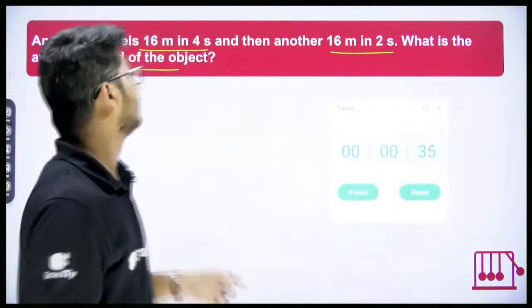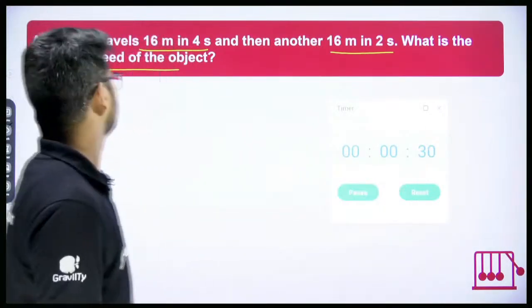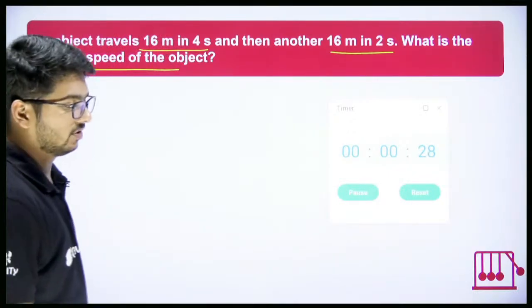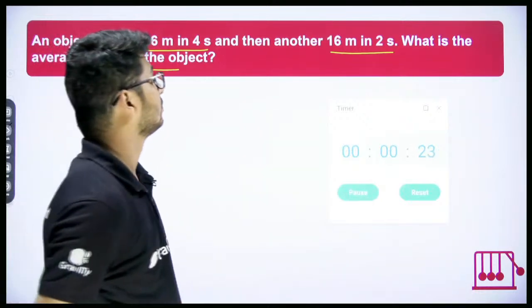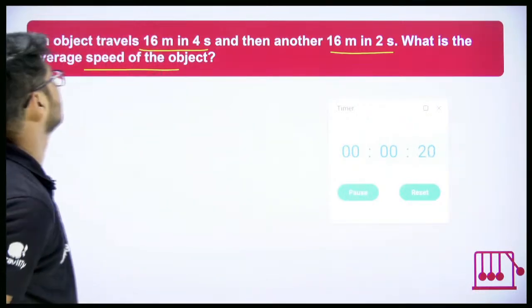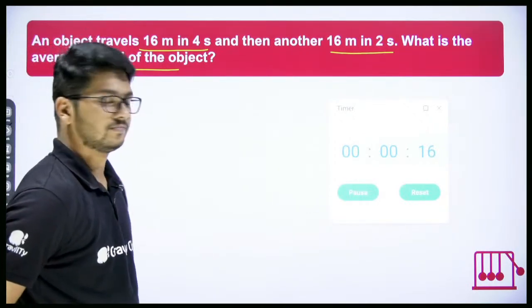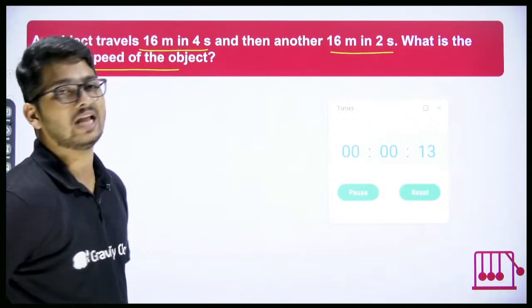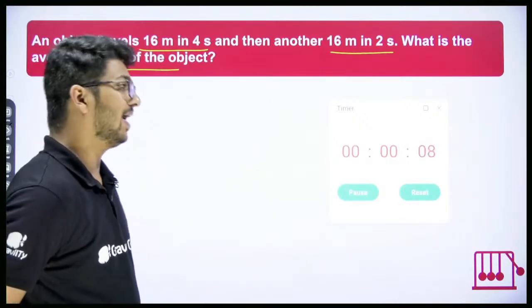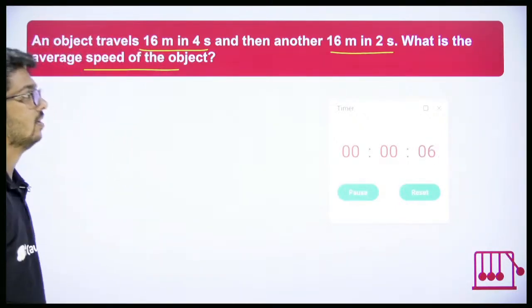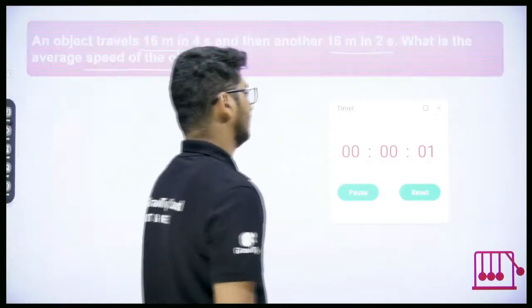An object travels 16 meters in 4 seconds and another 16 meters in 2 seconds. What is the average speed of the object? Please solve it. Stick to the formula, everyone. Find out the total distance, find out the total time, divide total distance by total time, and you will get the average speed of the object. The time is almost up.